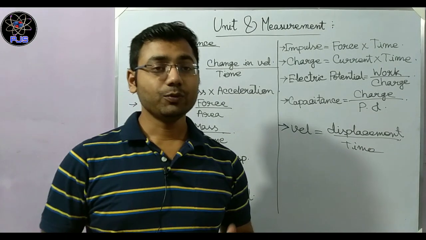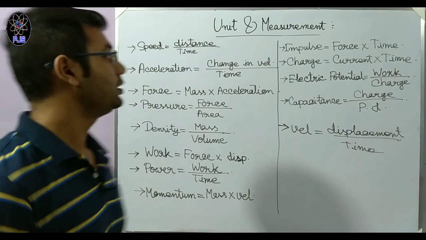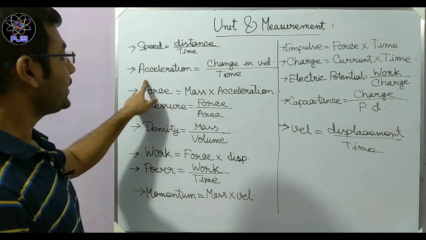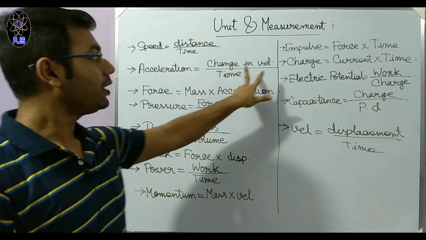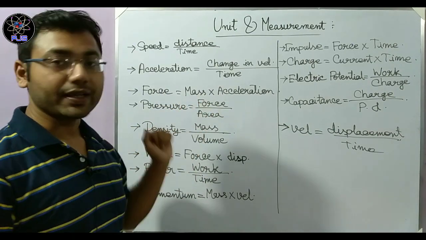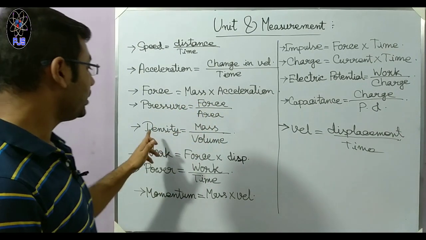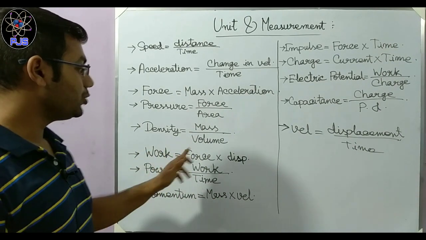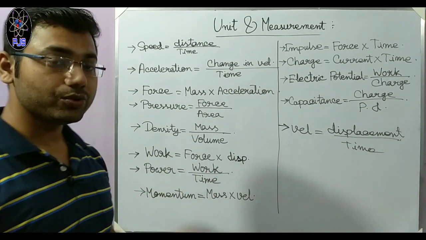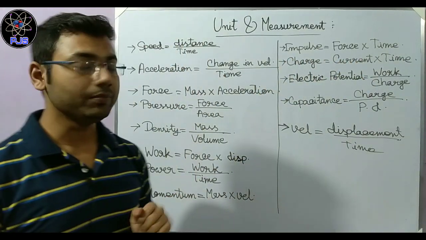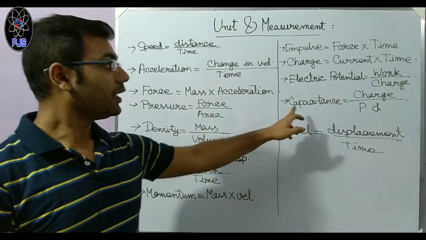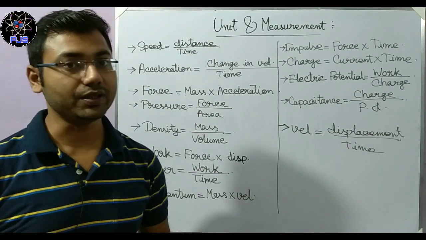Okay, now some quantities and their formulas are given here. Speed equals distance by time, acceleration equals change in velocity by time, and velocity equals displacement by time. Force equals mass into acceleration, pressure equals force by area, density equals mass by volume, work equals force into displacement, power equals work by time, momentum equals mass into velocity, impulse equals force into time, charge equals current into time, electric potential equals work by charge, capacitance equals charge by potential difference.